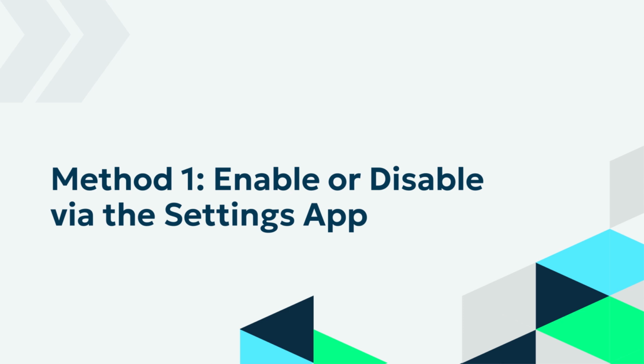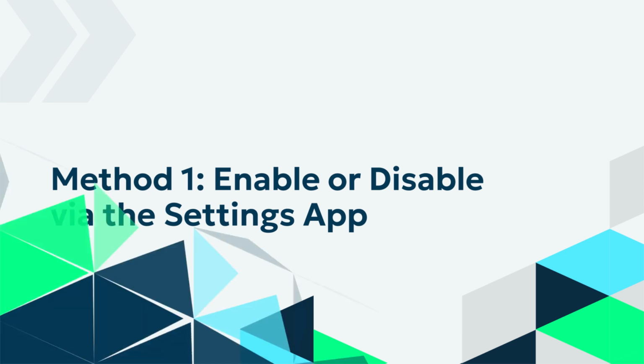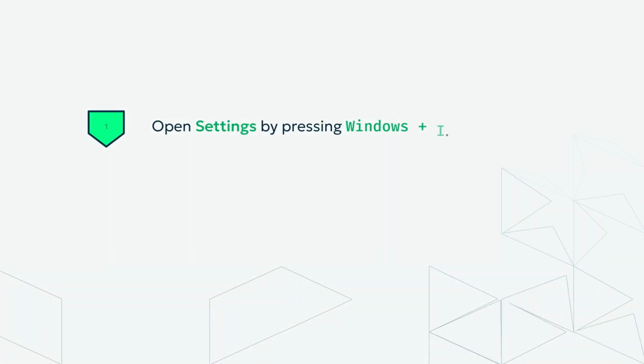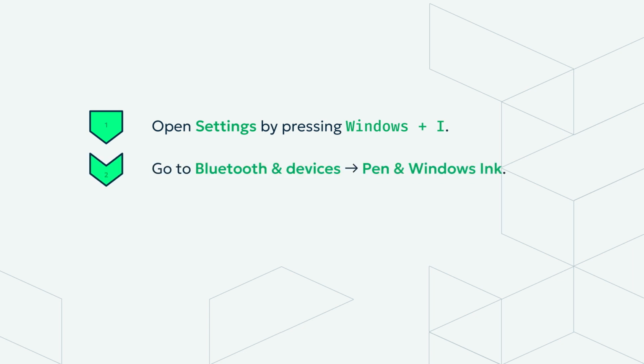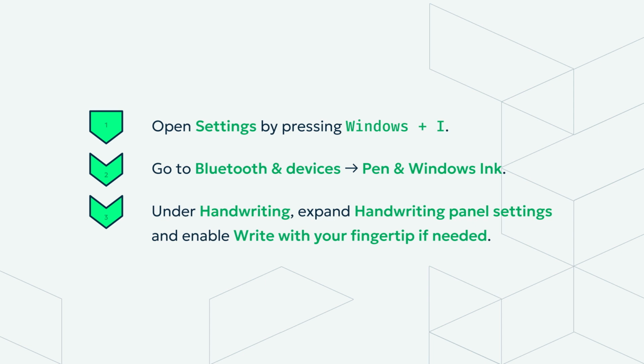Method 1. Enable or disable via the Settings app. This method offers the easiest way to manage Shell Handwriting and Windows Ink writing to text. Open Settings by pressing Windows+I or search for it from the Start menu. Go to Bluetooth and Devices, Pen and Windows Ink. Under Handwriting, expand Handwriting Panel Settings and enable Write with your fingertip if needed.